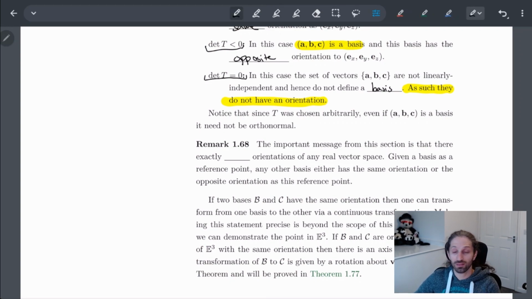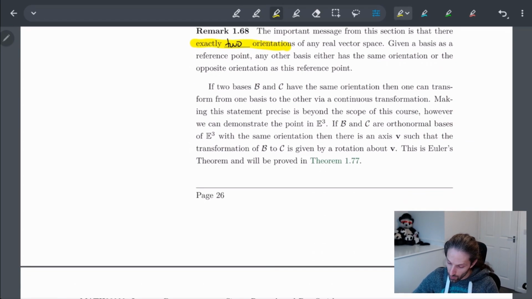So the big point, this is part 5, we've gone through 5 parts just going over this. The main takeaway from this is that there are exactly 2 orientations for any real vector space. Given a basis as a reference point, we can either have the same orientation or the opposite orientation. And if 2 bases have the same orientation, then we can go from one basis to another via what's called a continuous transformation. In other words, we saw we can do either a reflection or a rotation in 2 dimensions.